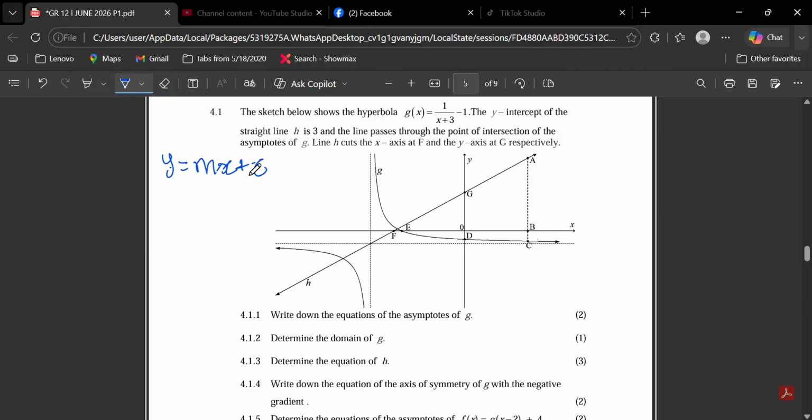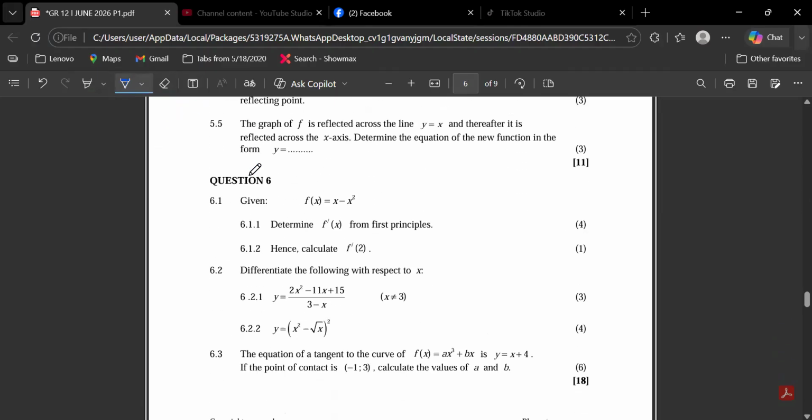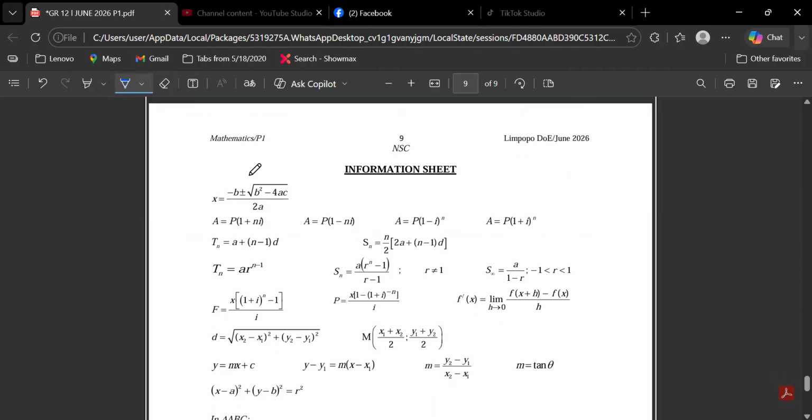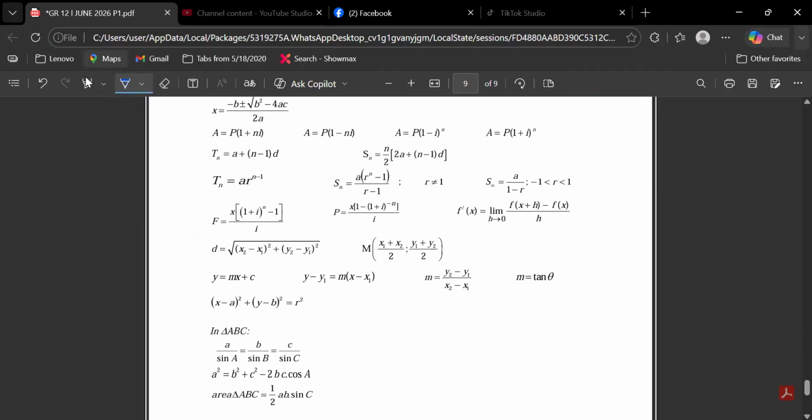Now, you might be asking yourself, where do we get this equation? And how do we know that is an equation of a straight line? If you go down on your information sheet, guys, while we are going through your question paper there, you'll find that they give you something called an information sheet. Let's highlight it. It is y is equal to mx plus c.